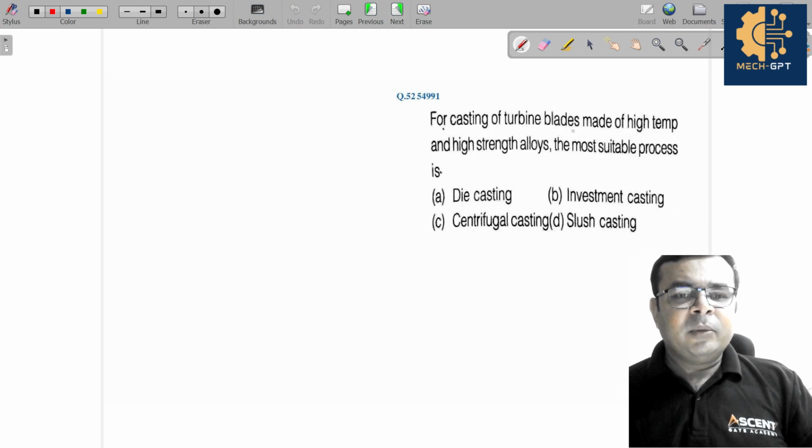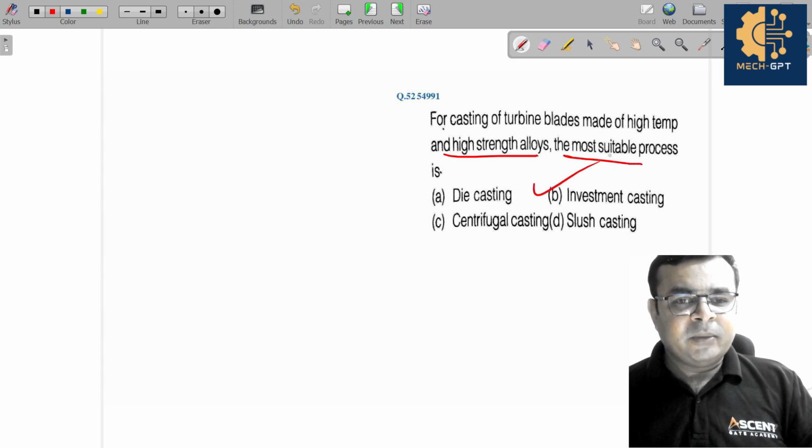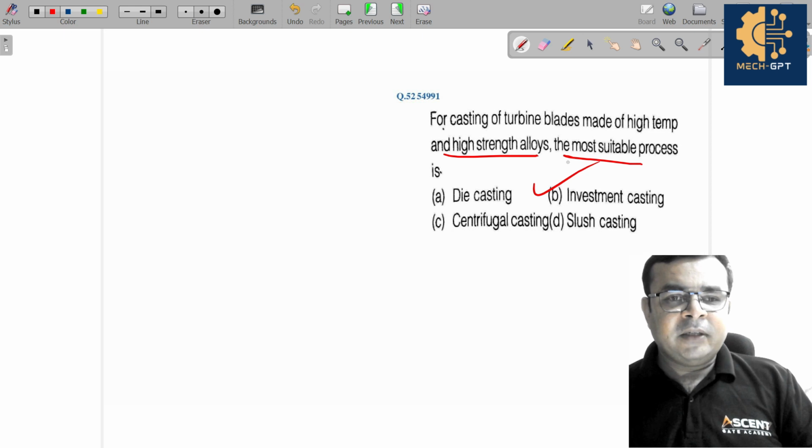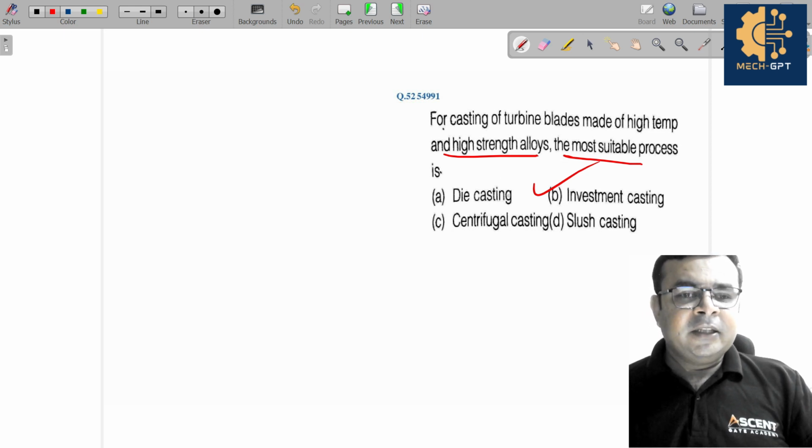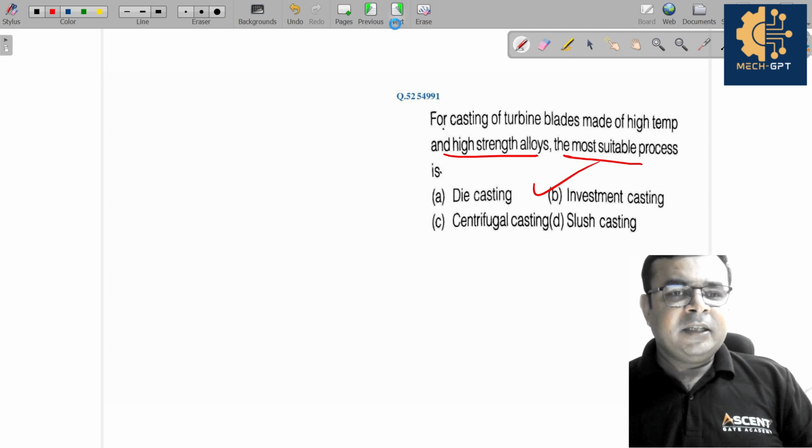For casting of turbine blades made of high temperature and high strength alloy, the most suitable process is investment casting. Whenever you cast very high melting temperature alloys, then we always use the investment casting process. Correct?